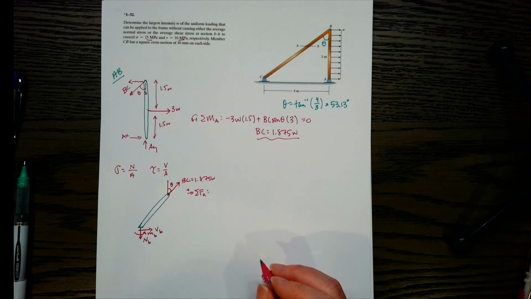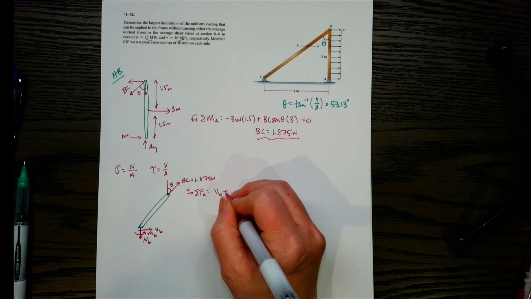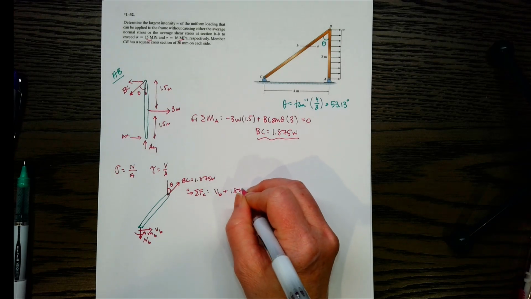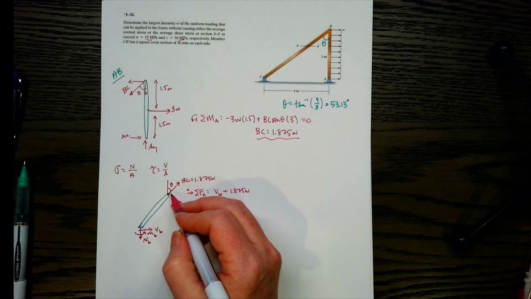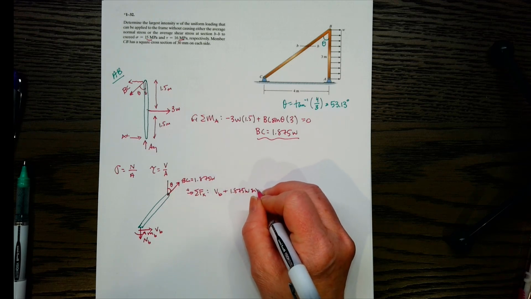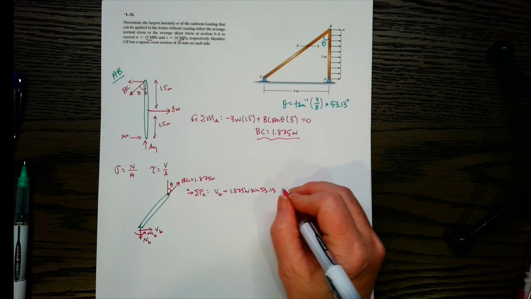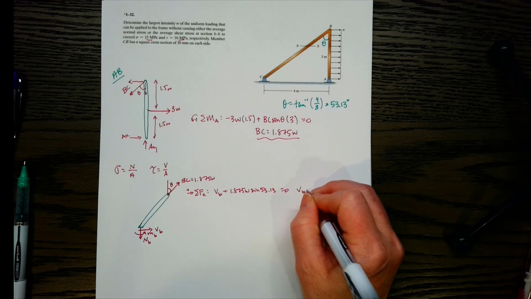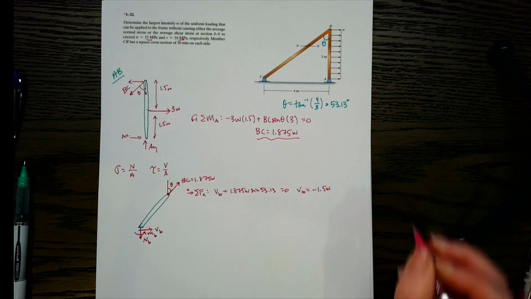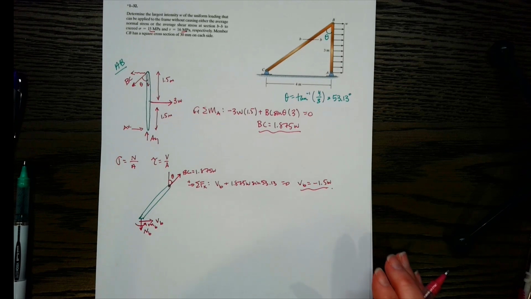So let's look at our X equation. We're going to have VB plus the X term here, so 1.875W. The X term would be opposite this angle, so it would be sine 53.13. Set it to 0. VB then is negative 1.5W. Okay, so now we've got our shear force there at that section.